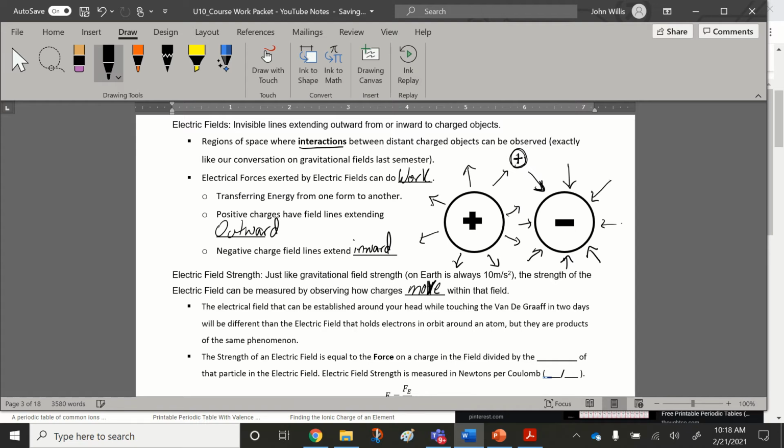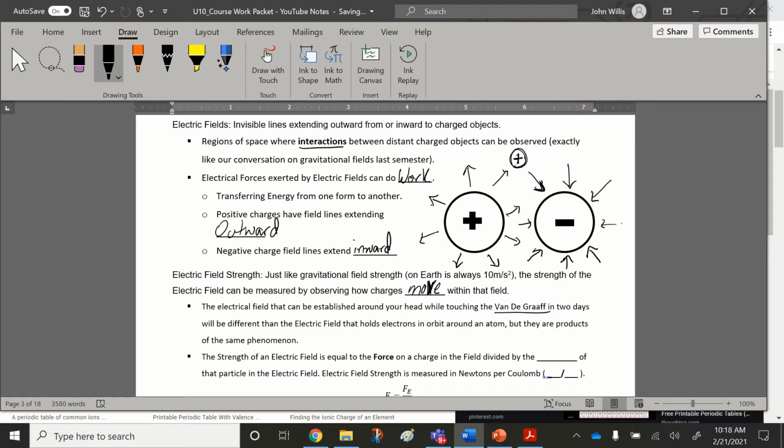How does that charged particle move within that field? How abruptly it moves, how quickly it moves, how aggressively it moves will tell you how strong that field is. You can have weak fields, you can have strong fields. Just like small planets from our Planet Jump Lab had weak gravitational fields, and larger planets had stronger gravitational fields. You can have strong and weak electric fields as well.